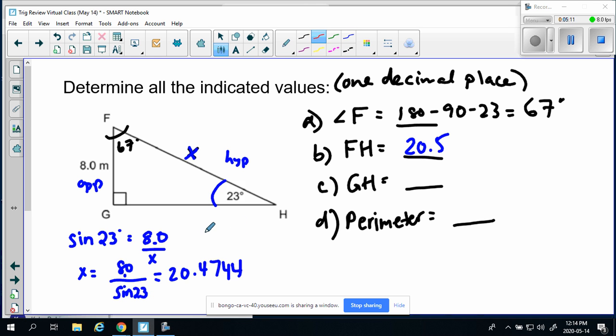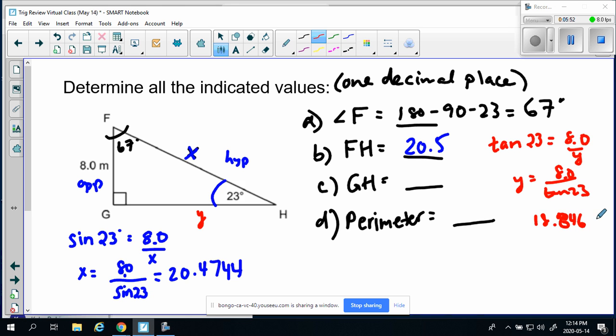So then the next one is GH. So this one here, I guess I'll just call it Y. Probably the easiest way to do this one is to use tan. You could use Pythagorean since you have this, but if I messed up this value, I don't want it to contaminate my answer here. So I'm just going to do it using the pieces that I already have. So I'm going to use tan of 23 is equal to opposite over adjacent, so 8 over y. So then y is 8 over tan 23. So 8 divided by tan 23 is 18.4468.